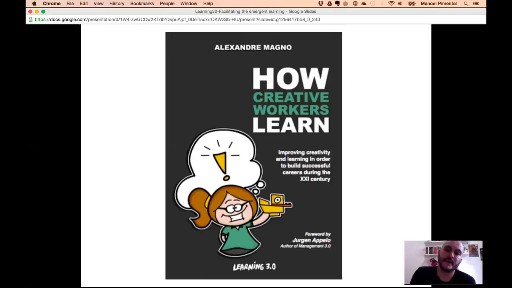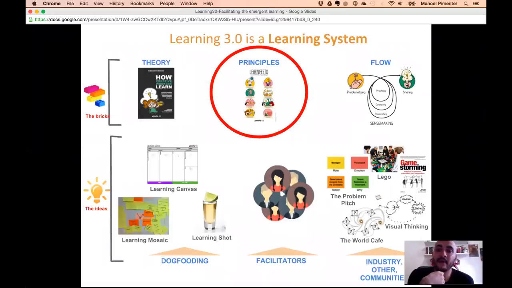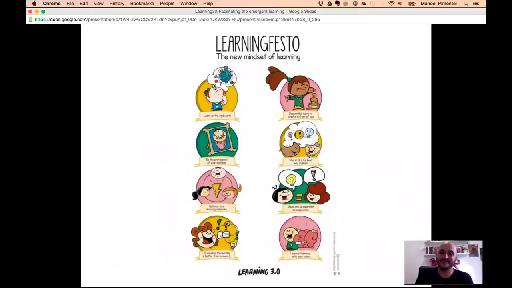But of course, to help us understand what Learn 3.0 is, we have a set of principles. In this case, these principles are called the Learn 3.0 Manifesto. It's very similar to the Agile Manifesto most of the time, right? The manifesto can summarize what Learn 3.0 is.